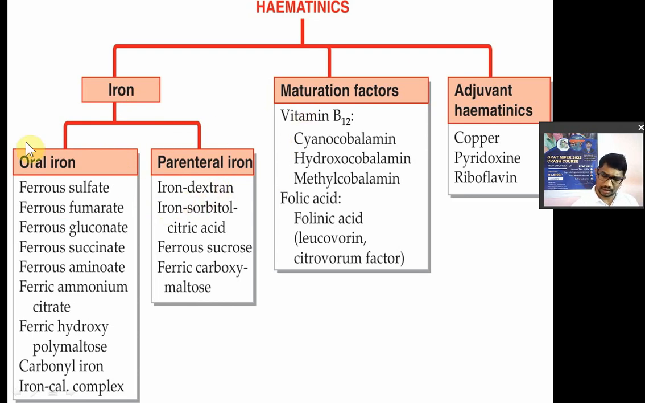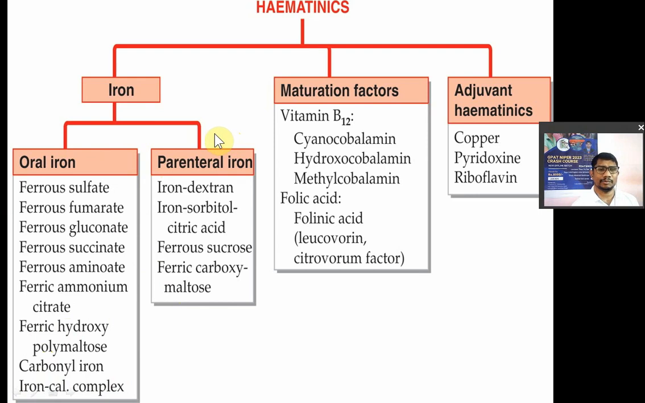Now what are the oral iron preparations? In that you have ferrous sulfate, ferrous fumarate, ferrous gluconate, ferrous succinate, ferrous ammonium citrate, then ferric hydroxy polymaltose, and carbonyl iron calcium complex. So all these are nothing but the iron preparations which are given by the oral route. So they are indicated in case of anemia. There are different types of anemia, which is beyond the scope of today's session. We have already seen types of anemia somewhere else.